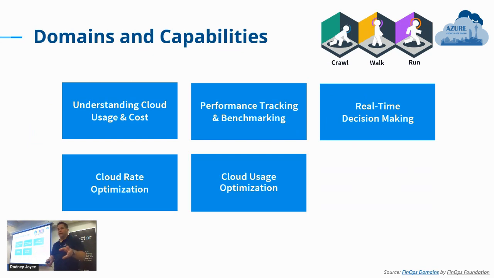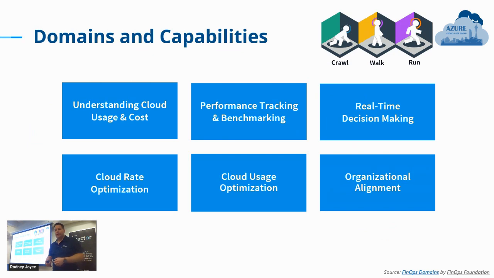And it's quite possible that you could be in the walk or run phase in this domain already. This is one that you've been around for the most time. And the sixth domain is organizational alignment. And this is all about educating the organization on the values of FinOps, getting buy-in from the executive sponsors, educating the engineers on why they're going to be held accountable for their cloud spend. So that's really important to gain a function done by your second class FinOps team.